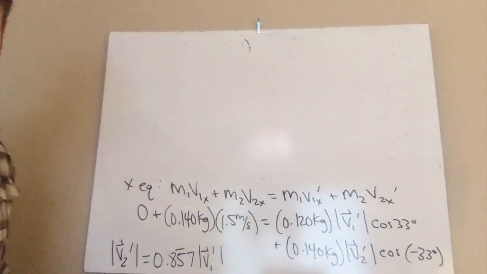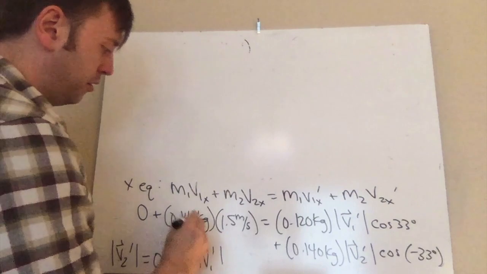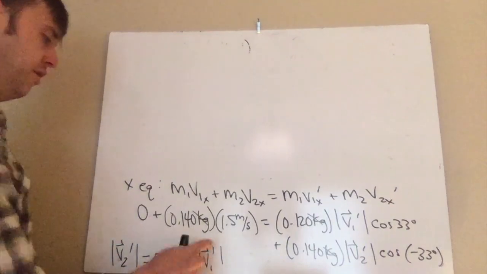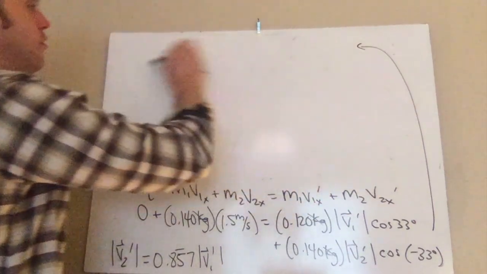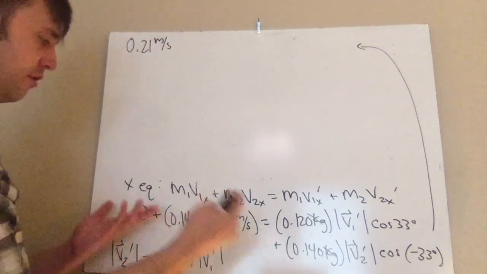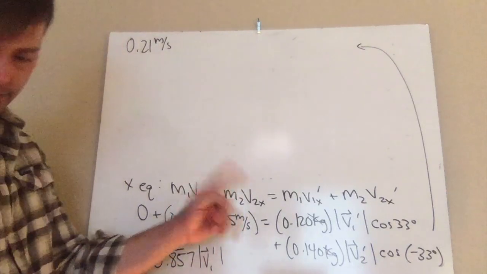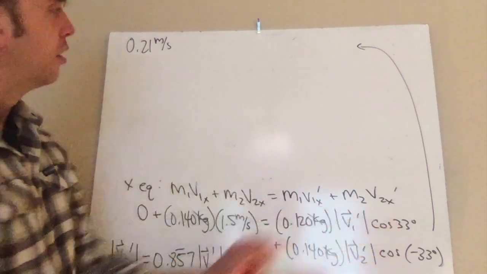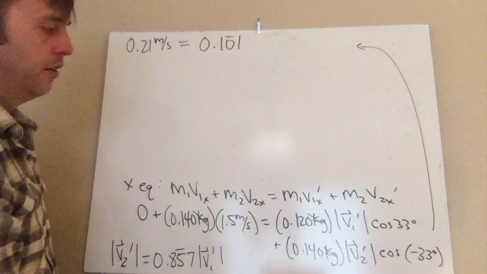So if we take a look at this equation I just wrote down for the x motion, notice how units of kilograms appear everywhere, so they can be canceled out across the board. Also, if we take 0.14 times 1.5, that just works out to 0.21, and then the units are meters per second. So the entire left-hand side is just 0.21 meters per second. Now over here, I have 0.12 times cosine of 33 degrees. If you work that out, you're going to get 0.101, and there are no units there.